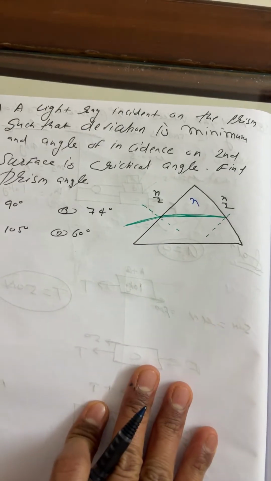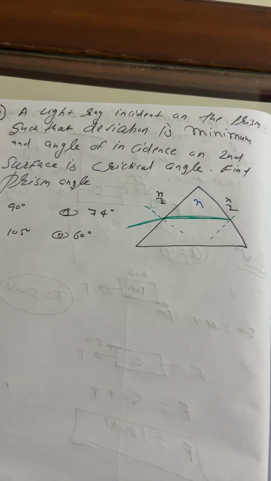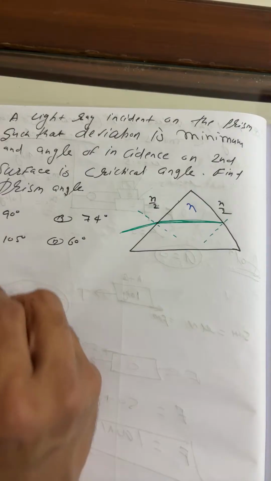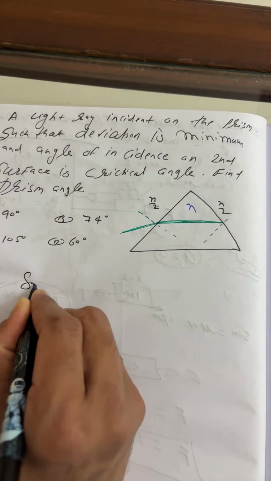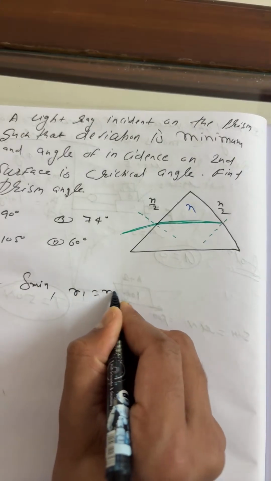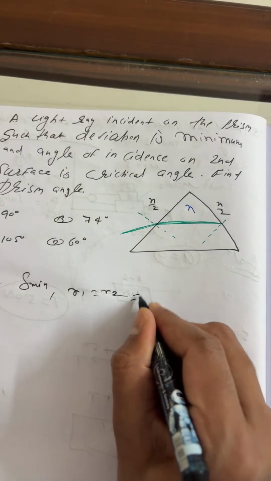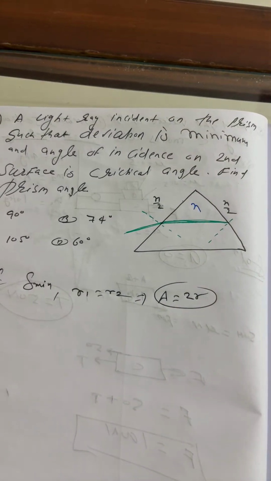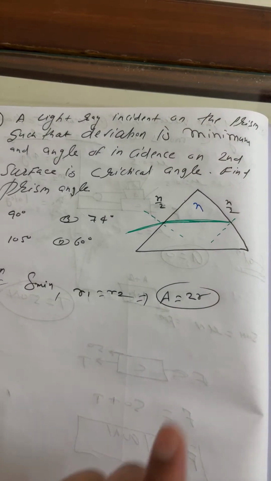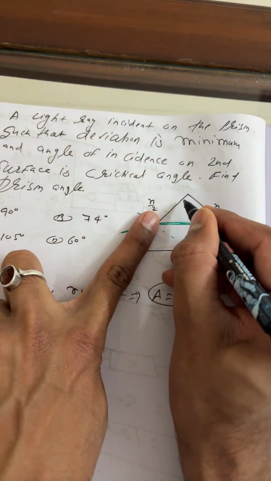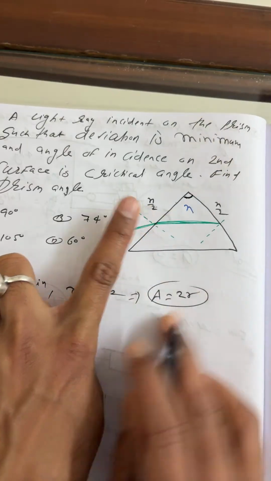What does the question say? A light ray is incident on the prism such that deviation is minimum. That is a clue for the question. Deviation is minimum, which implies R1 equals R2, or A equals 2R. This is the consideration I have already done in the classroom. They ask us to find the prism angle, which means we have to find A. So A equals 2R.